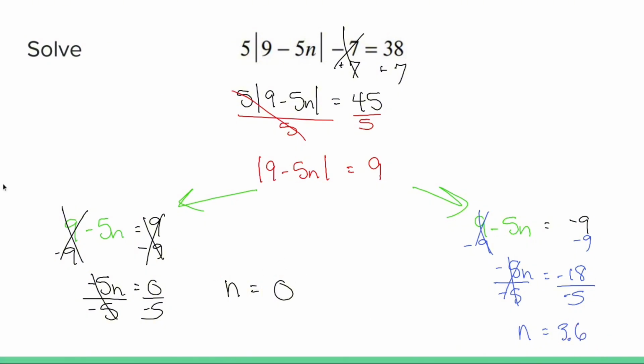So not only is n 0, but n is also going to equal 3.6. Now what you're supposed to do is take these answers, plug them in up here, do a little bit of math, make sure they work. They do, trust me, I promise. They will work. And yeah, that's our guy. So we're done, baby.